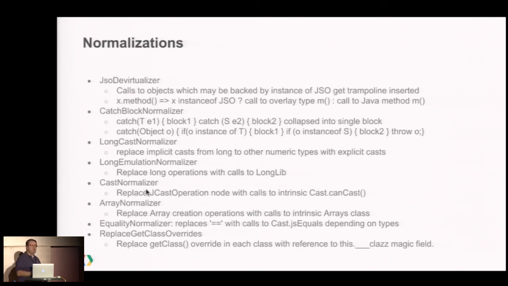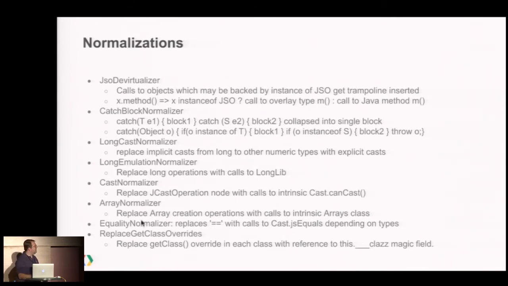Another one is the cast normalizer. This is fairly important. JavaScript has no concept of runtime types. So if you have an instanceof check or a cast in Java, we actually have to replace that in JavaScript with some kind of type check. What the cast normalizer does is replace instanceof operations or cast operations with calls to a Java class called Cast.java, which you can see in the SDK if you look for it, which has the basic checks. So if you ask whether x is an instance of array or whatever, you'll see a method in there which can check what its type is.